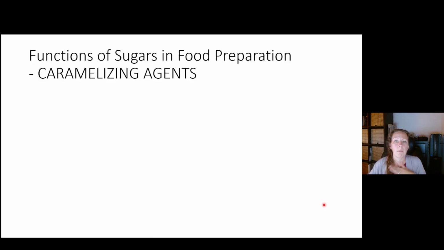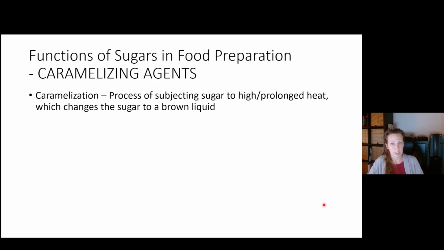Okay, so now we're back to our list of sugar functions. We spent a lot of time on one function, crystallization. Now we're going to talk about a couple other functions. First is that sugars can be caramelizing agents. Caramelization is the process of subjecting sugar to high or prolonged heat, which changes the sugar to a brown liquid. So this caramelization is not the same thing as making candy caramel.